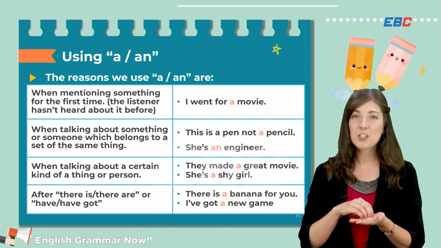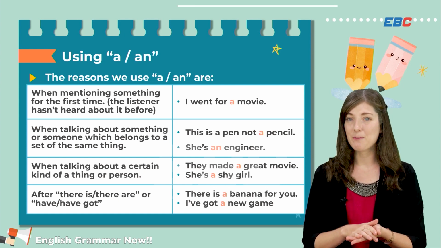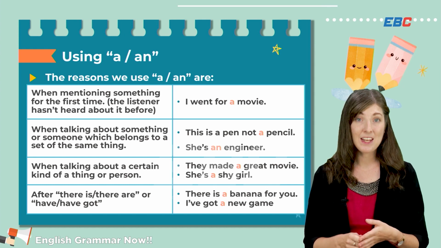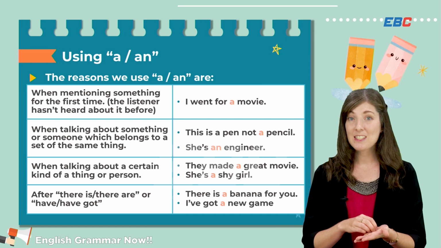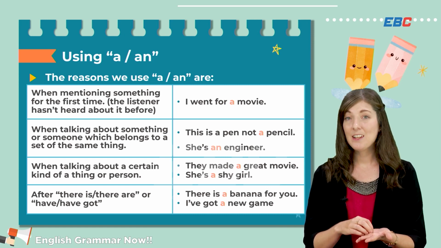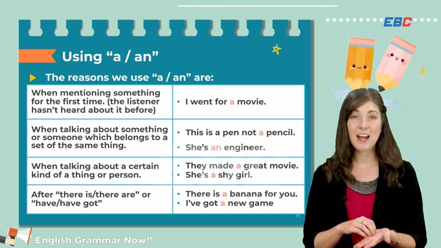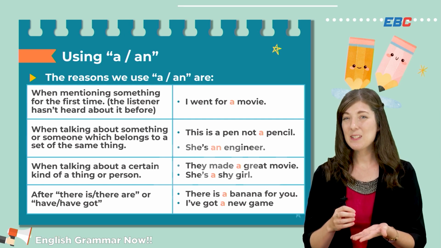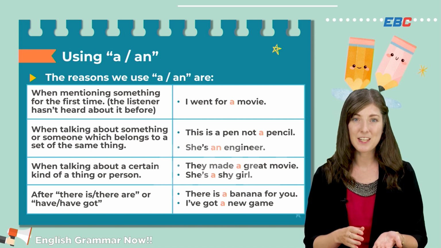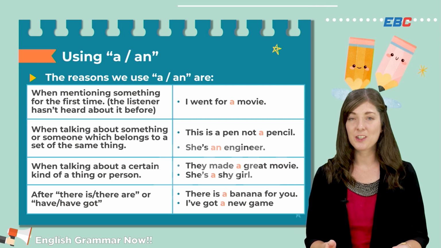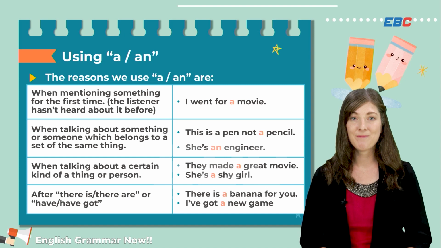In the second category, we use a or an if we're talking about something or someone that belongs to a set of the same kind of thing. Here's some examples of that. This is a pen, not a pencil. There are a group of things that would be called pens, and there's a group of things that would be called pencils. So we use a or an to say this belongs to the group of things called pens. Another example, she's an engineer. There are lots of engineers, and she belongs to that category.